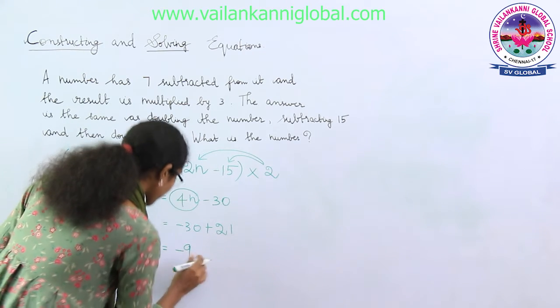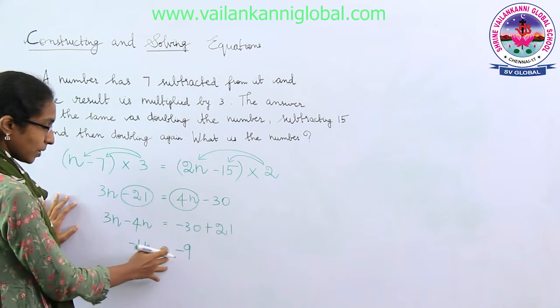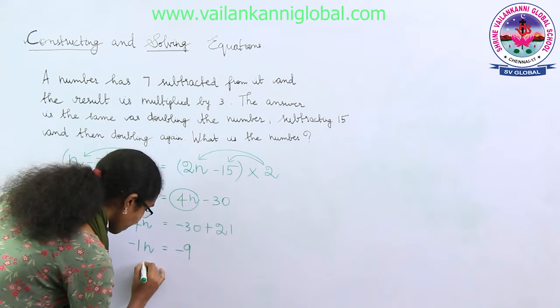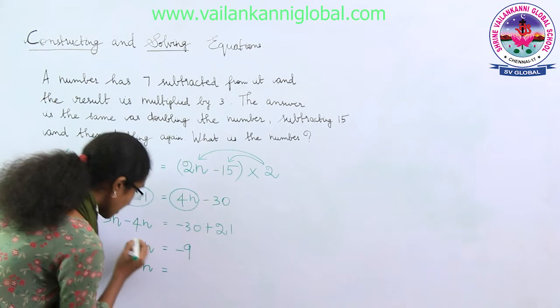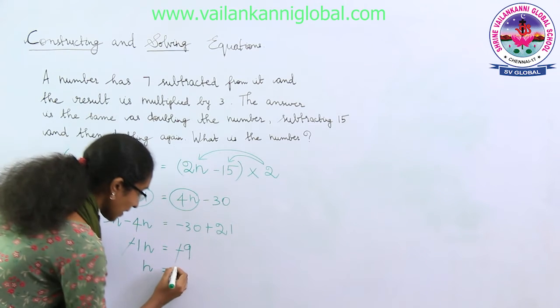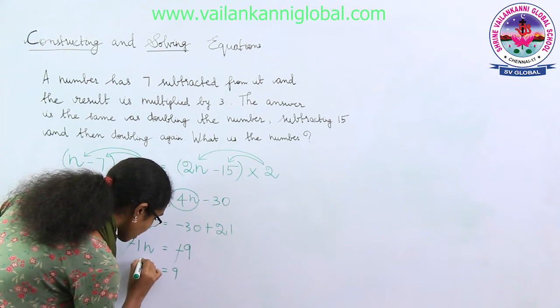So minus 1n equal to minus 9, which can be written as n equal to, since both sides have negative, we can cancel, and n equal to 9.